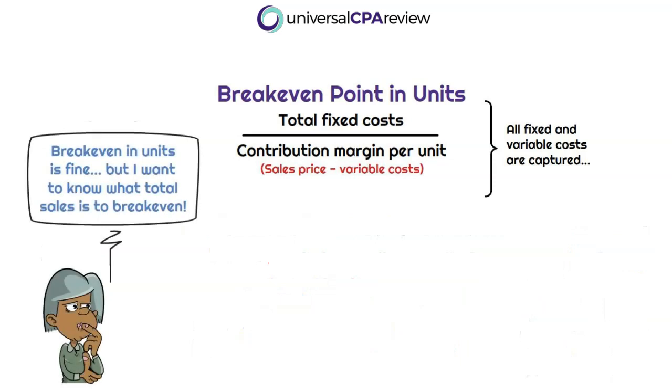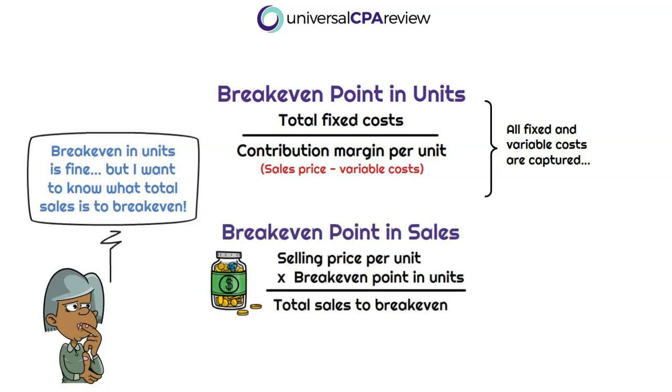Now, a company might say, okay, great, we know the break-even point in units. What if we want to know the break-even point in sales? And good news here is that it's only one little extra step, and this calculation is even easier. If we have the break-even point in units, right, that tells us how many units we need to sell. So then all we need to do is multiply by the selling price per unit, and that will tell us the total sales to break even.